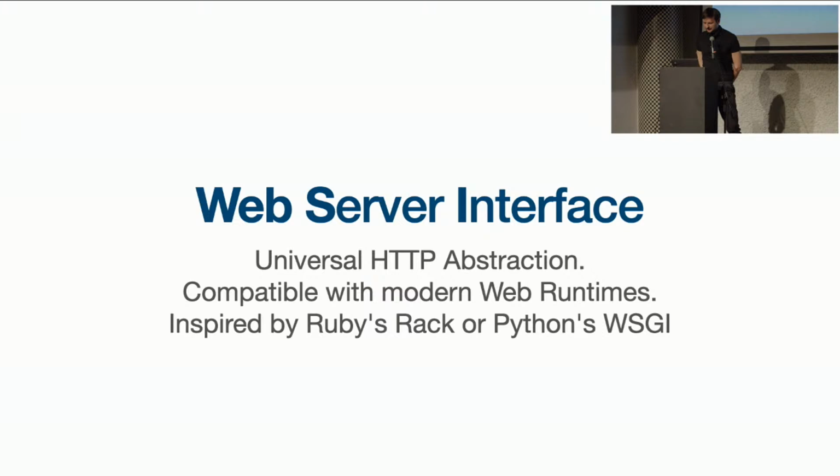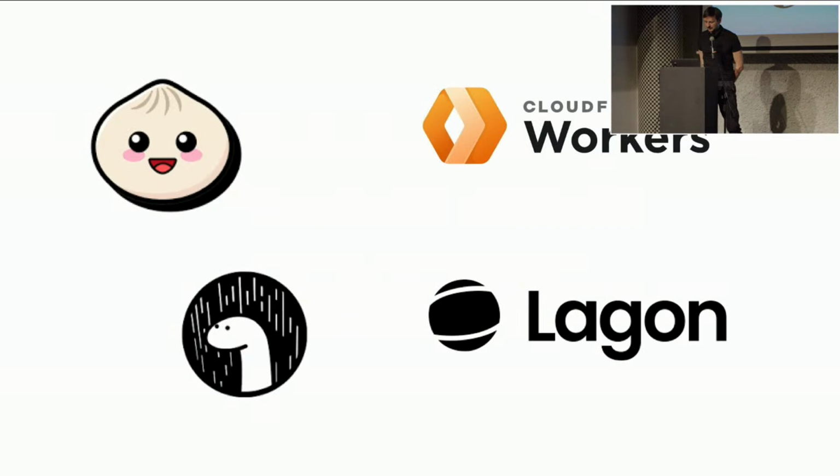Yeah, and then I was thinking maybe we could make it compatible with the modern runtimes we have now. We have Bun, we have Deno, we have Cloudflare Workers, we have Lagon, which are very interesting tools. And there were solutions like that in the past. So for example, we had Rack for Ruby. I'm not sure if any Rubyist is here, maybe? Not a single one. Okay, the language is dead. Any Pythonistas? Okay, so now there is one. So I was thinking that maybe we should take inspiration from those tools, and so Rack or WSGI was the inspiration for WebC.